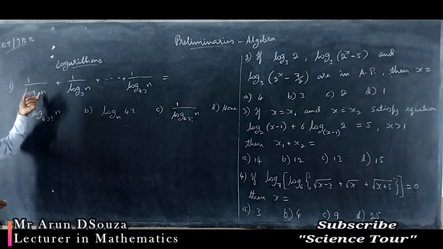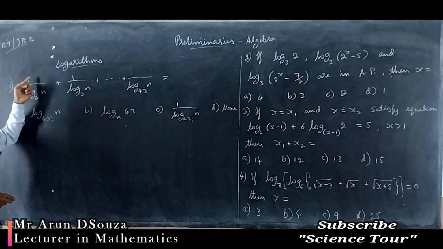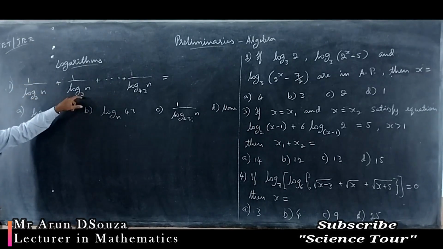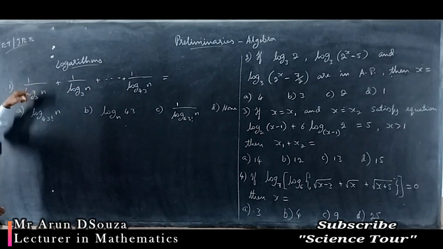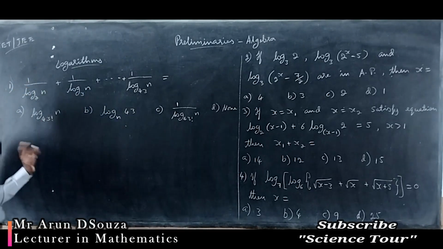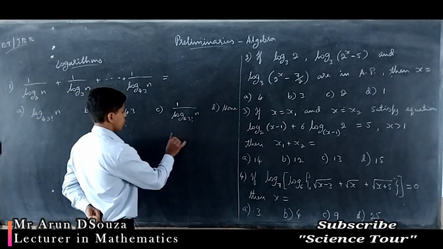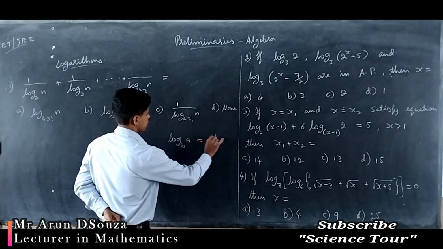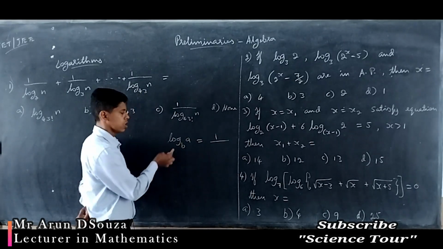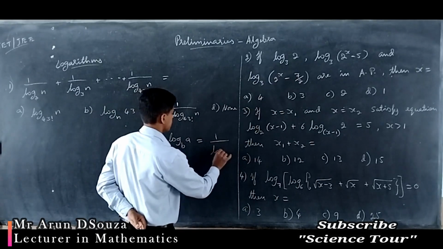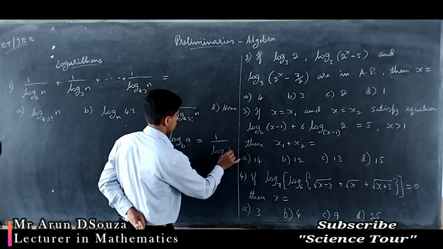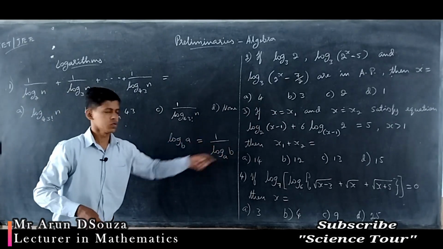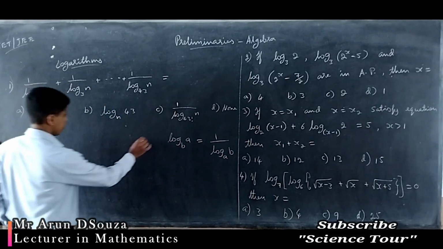Now coming to this first example, understand what is given here: 1 by log n to the base 2, 1 by log n to the base 3, and so on. Now I am using the reciprocal formula. What is the reciprocal formula? If you have log a to the base b, then when you write the reciprocal, the base will shift. They will shift their position, so base will be a and this goes here. That's the formula we have.